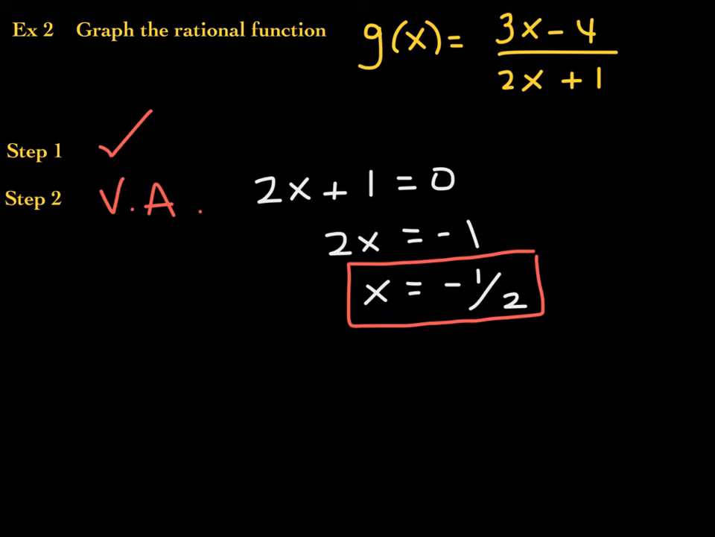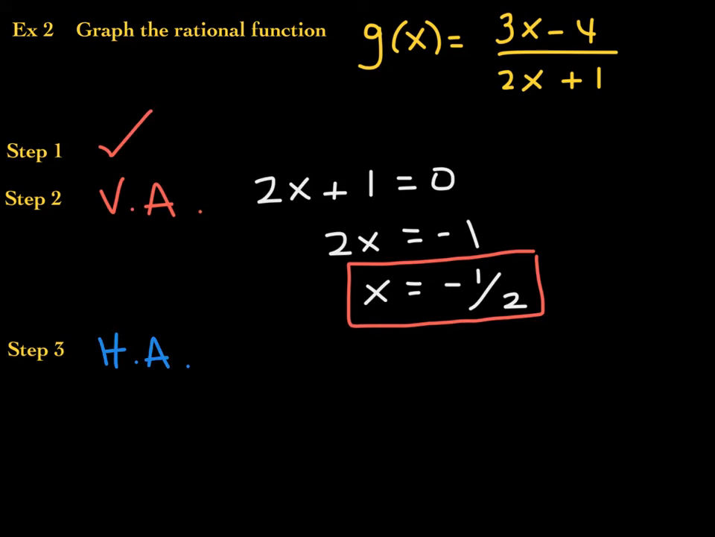All right, let's move to step number 3, which is to find the end behavior asymptote. Now, in order to determine what kind of end behavior asymptote I have, I need to compare the degree of the numerator to the degree of the denominator. Now, the degree in the numerator is 1, the degree of the denominator is 1. Because their degrees are the same, I know I have a horizontal asymptote.